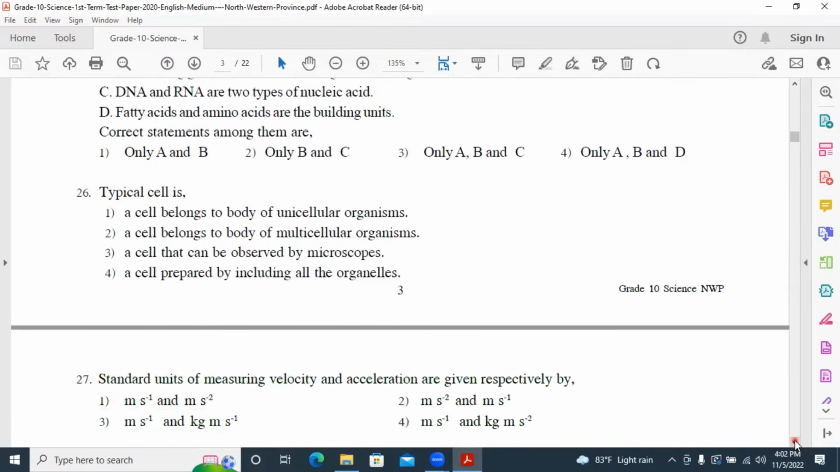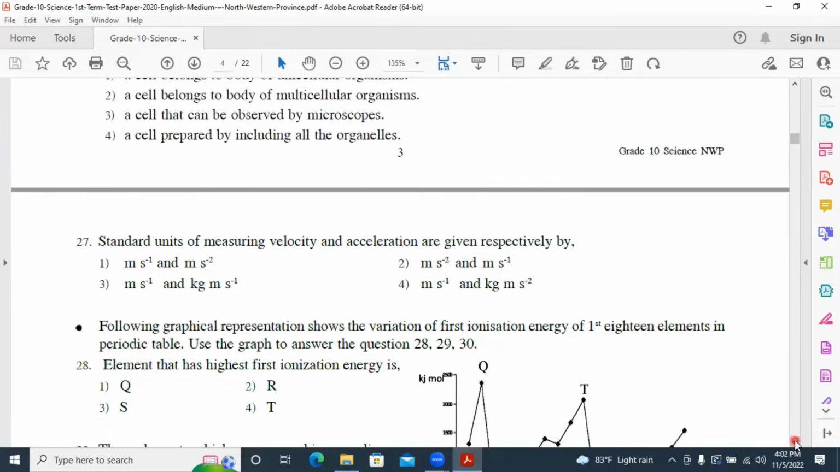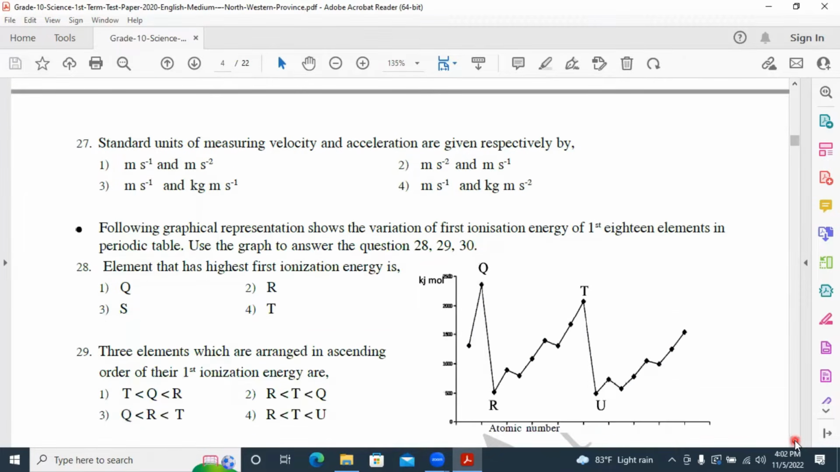26. Typical cell is answer number 4. A cell prepared by including all the organelles. 27. Standard units of measuring velocity and acceleration are given respectively by answer number 1, ms-1 and ms-2.